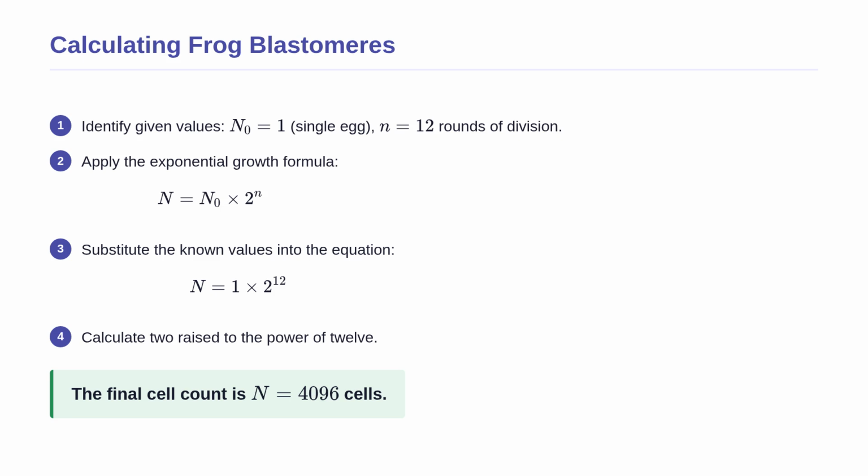Substituting our values, we get N equals 1 times 2 to the power of 12. Calculating 2 to the 12th power gives us our result. The final answer is 4,096 cells. Physically, this means the embryo has rapidly multiplied to create enough cellular building blocks to begin shaping the complex tissues of a tadpole.